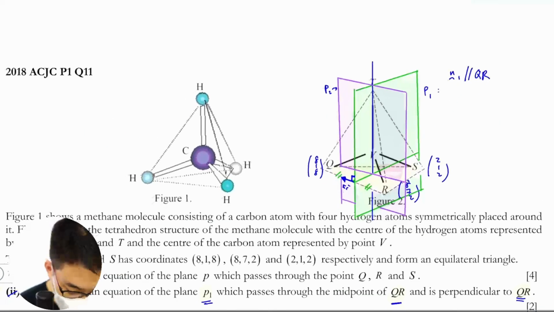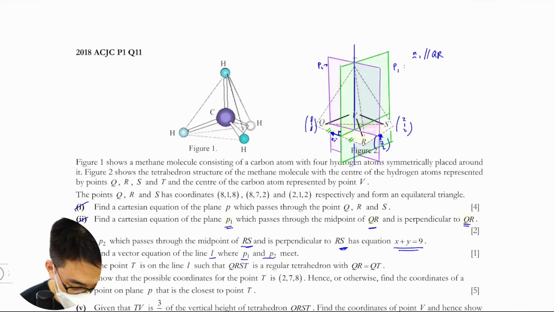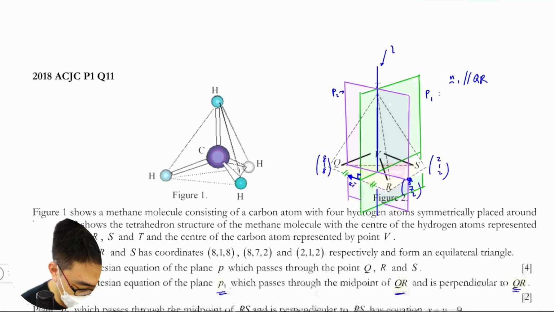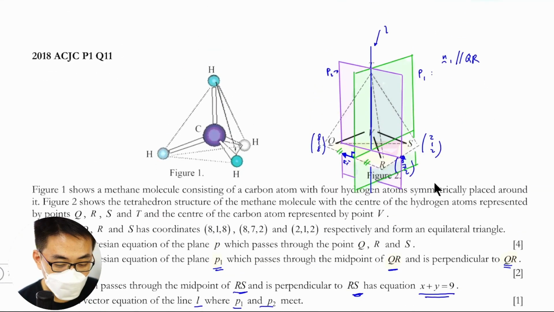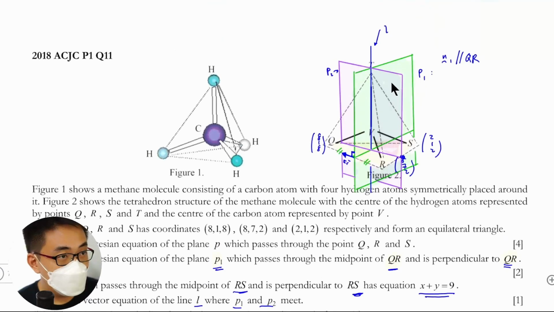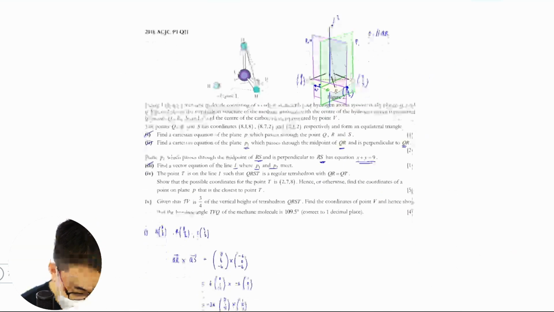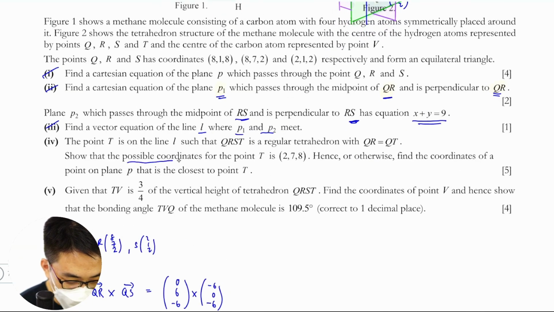So this P2 passes through the midpoint of RS perpendicularly. This is L, which is true because if you look at this diagram, it will be L. So the point T is on L, such that QRT is a regular tetrahedron, where QR is equal to QT. So this length here is the same as this length here. Show that a possible coordinate for the point T is this one.